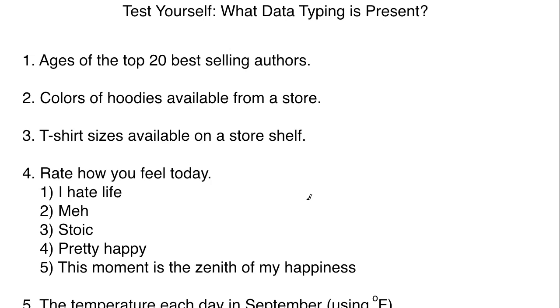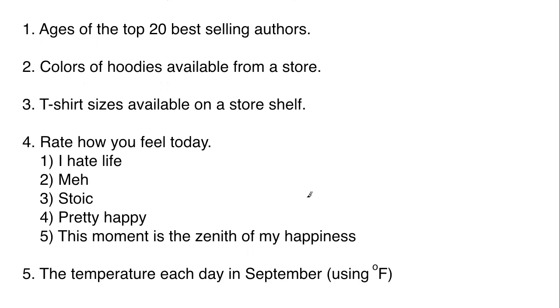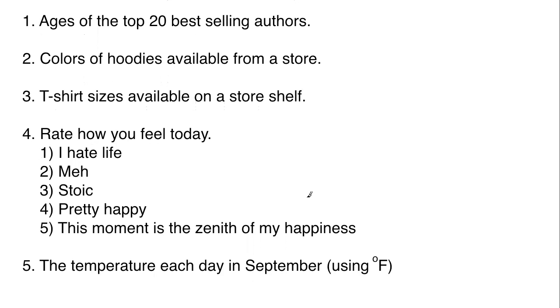So number 1 is going to be the ages of the top 20 best-selling authors. Number 2 is the colors of hoodies available from a store. Number 3 is going to be t-shirt sizes available on a store shelf.